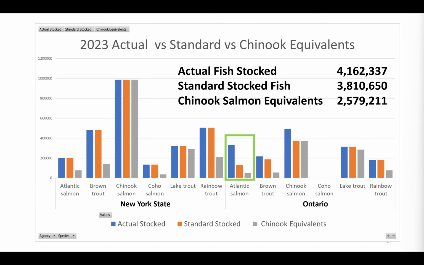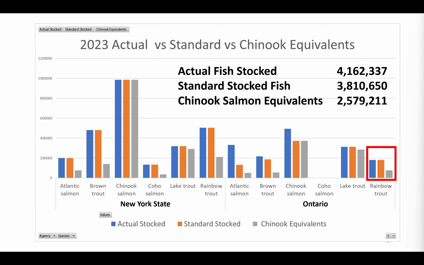When you look at something like Atlantic salmon, Ontario has a different strategy than New York, or it used to, where we stock a lot of small fry. And so we have high numbers that we put in, we convert them to standard stock fish, which is much lower because of life history, and then we convert them to Chinook salmon equivalents, and it's even lower yet. So that's why we can stock a lot of Atlantic salmon, but they don't count for a lot on the predator-prey balance sheet.